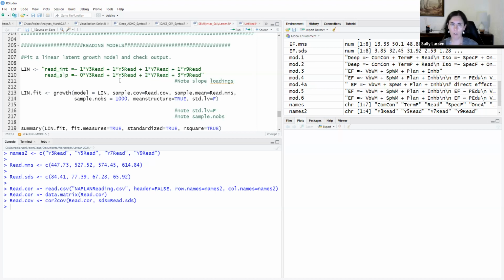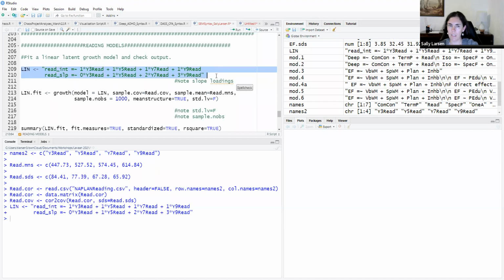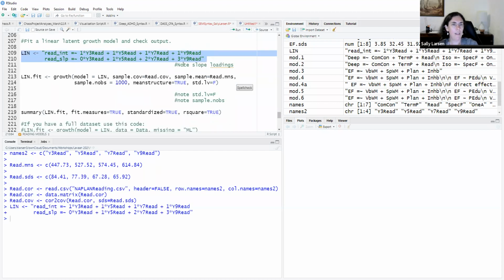So you can use any number. You could go 0, 2, 4, 6. Your model fit will be the same, just your parameters will be slightly different because you're saying it's 2 years of growth, so it's 2 there, 2 there, 2 there. So if we run that, I've put a note on the slope loadings because that's how you test the shape of your trajectory. And we run that, and it's the same as previously.